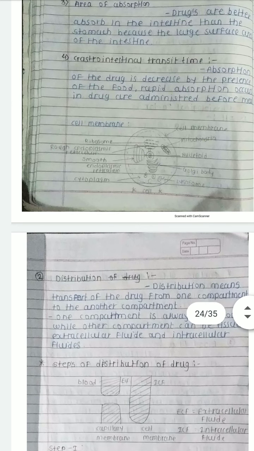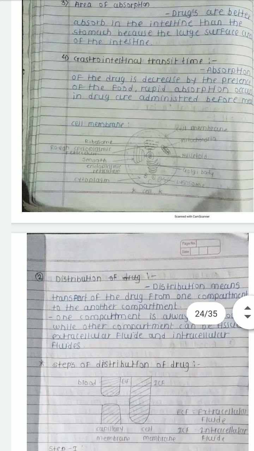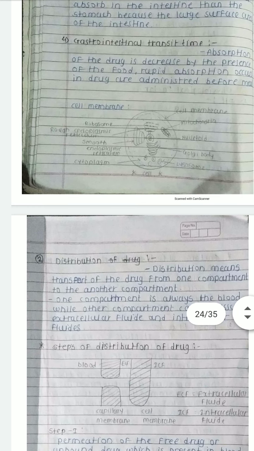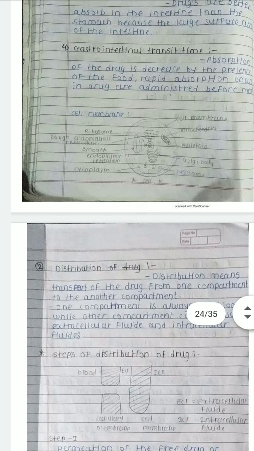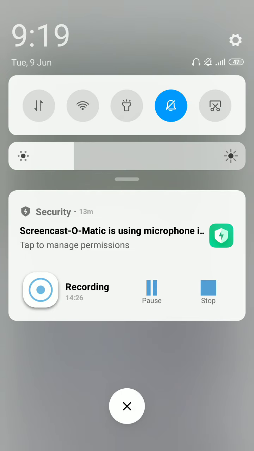Next is the gastrointestinal transit time. Absorption of the drug is decreased by the presence of food. Rapid absorption occurs for drugs which are administered before food. As we know, gastrointestinal transit time can delay absorption. For example, when you take the drug in the presence of food, it will degrade with that food, and it forms drug-food interactions. So the rate of absorption gets decreased. So these are the various factors which affect drug absorption.